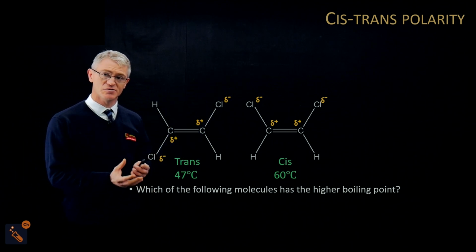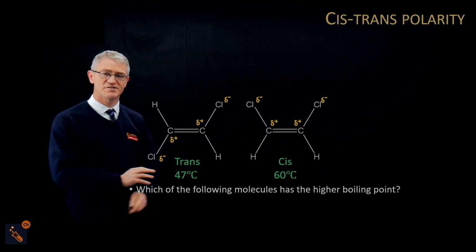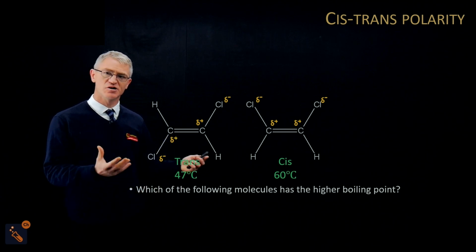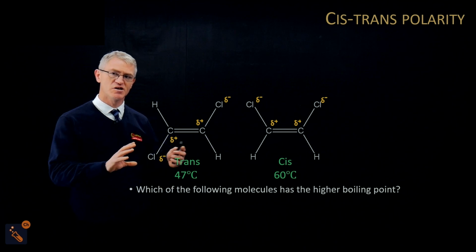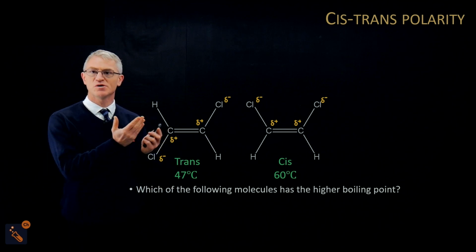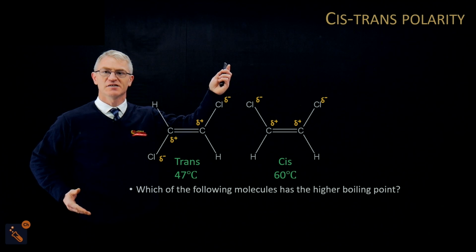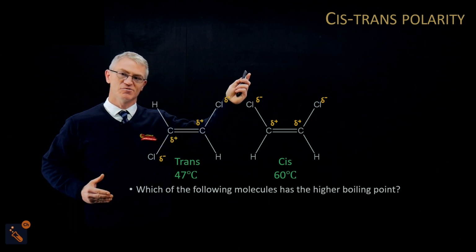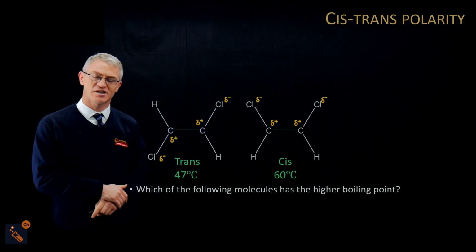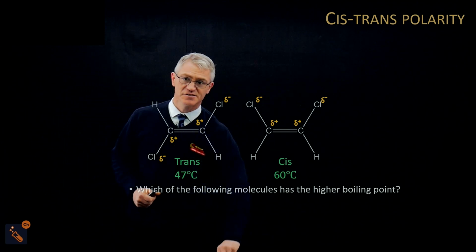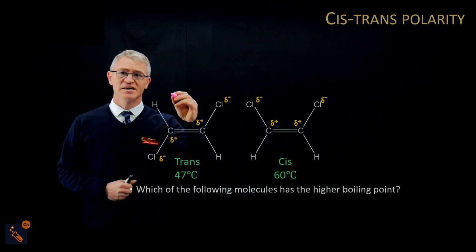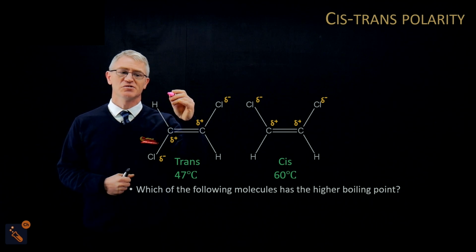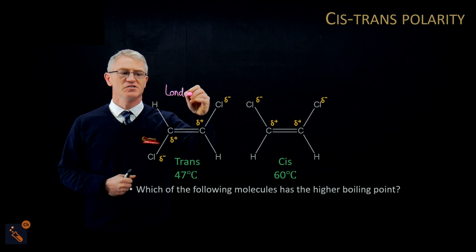Now, they have dipoles, but one of them cancels and has no overall dipole. Can you think which one would have no overall dipole? Remember, if it's pulling in opposite directions, you would get that cancelling out effect. So I've kind of hinted here. It makes sense. The trans one is the one where the dipoles cancel. So if that is the case, this one is only going to have attractive forces between each other of London forces.